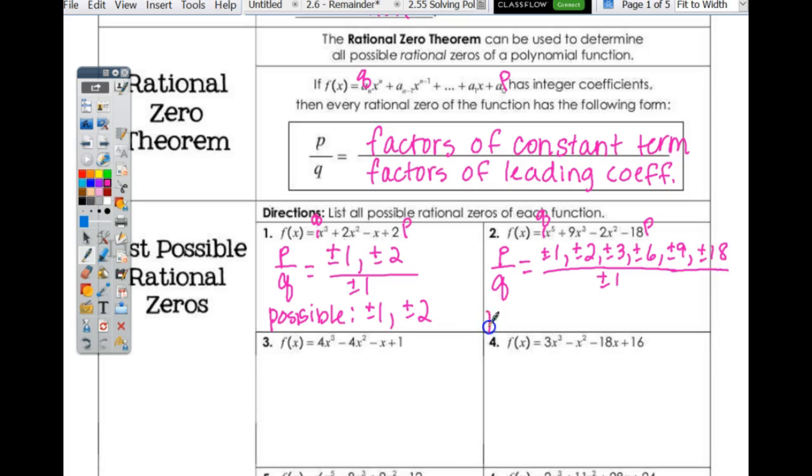So the possibles this time are the same as all the P's, right? I'm just dividing by 1 all the way down the line. So I'm going to get plus or minus 1, 2, 3, 6, 9, or 18.